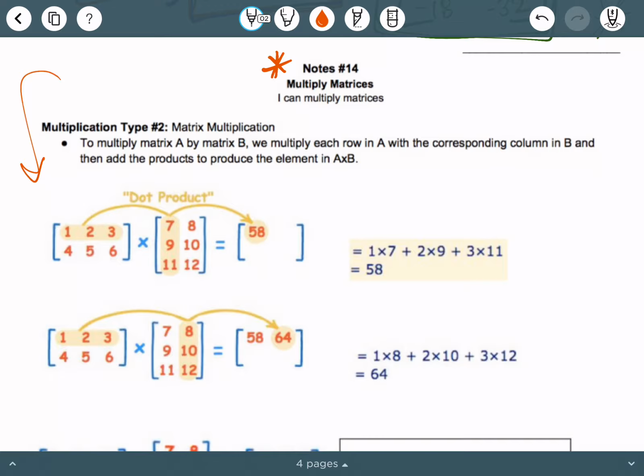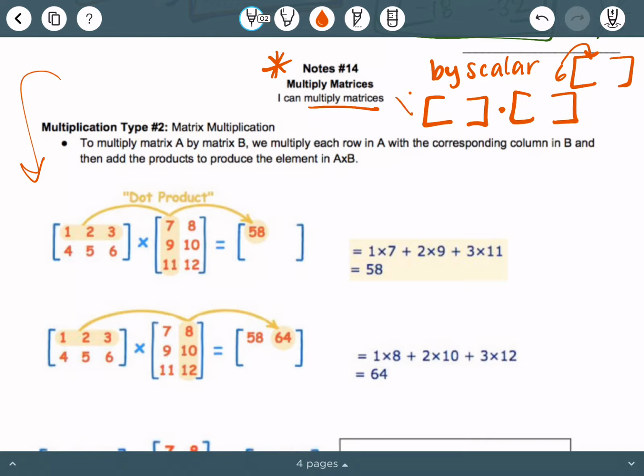So today we are multiplying matrices. Yesterday, or maybe earlier today, you did multiplying by scalar, right? That was the first way that we did it. That's where we just multiply, like we have a 6 there, we just distribute it. This is actually different. This means matrix times matrix, and that is what we're doing today. We've already done addition and subtraction, and so today we're going to multiply.